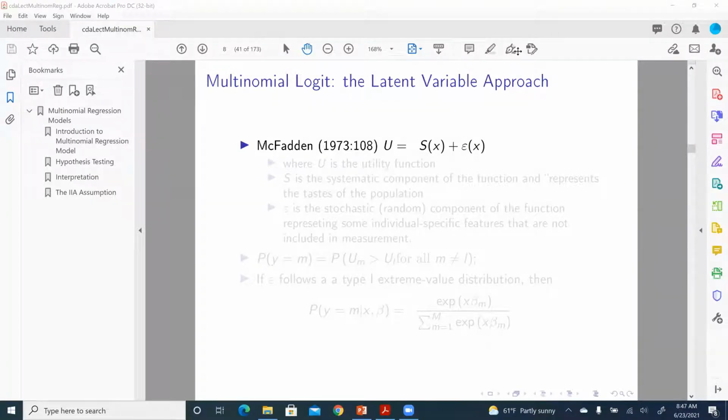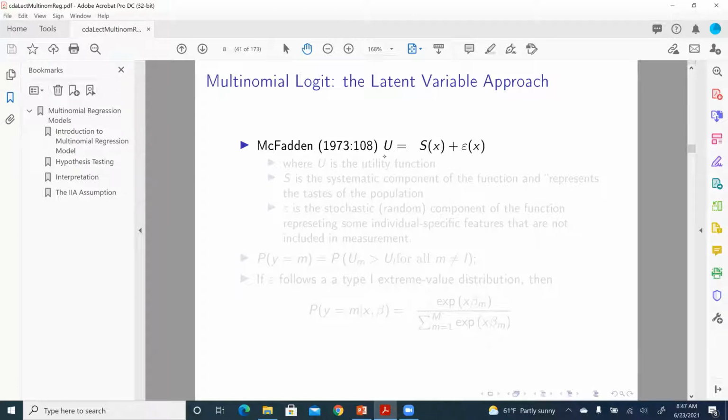Now let's talk about derivation of a multinomial logit model. First, I want to cover the latent variable approach to deriving the multinomial logit model. A Nobel laureate in economics, Daniel McFadden, wrote a paper in 1973, and he proposed an innovative way to derive the multinomial logit model. He set up this utility function.